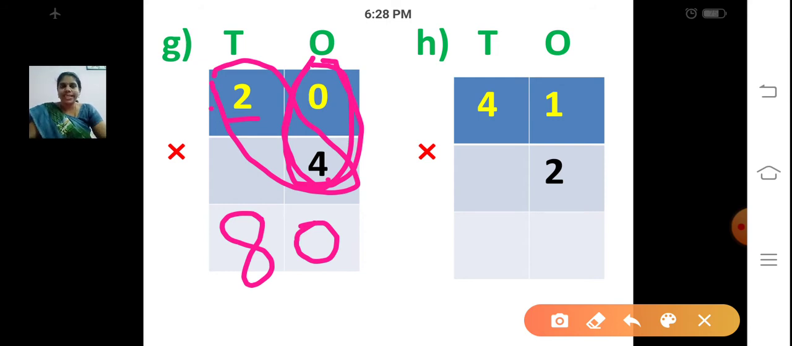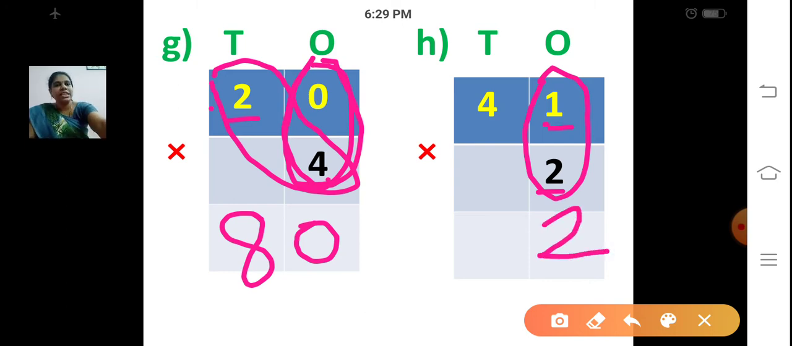So for H sum, we are going to multiply 41 by 2. What is the first step? These two we are going to multiply, right? We multiply the digit at the ones place. What digit do we have? 1, that we multiply by 2. 1 into 2. 1 2s are 2.